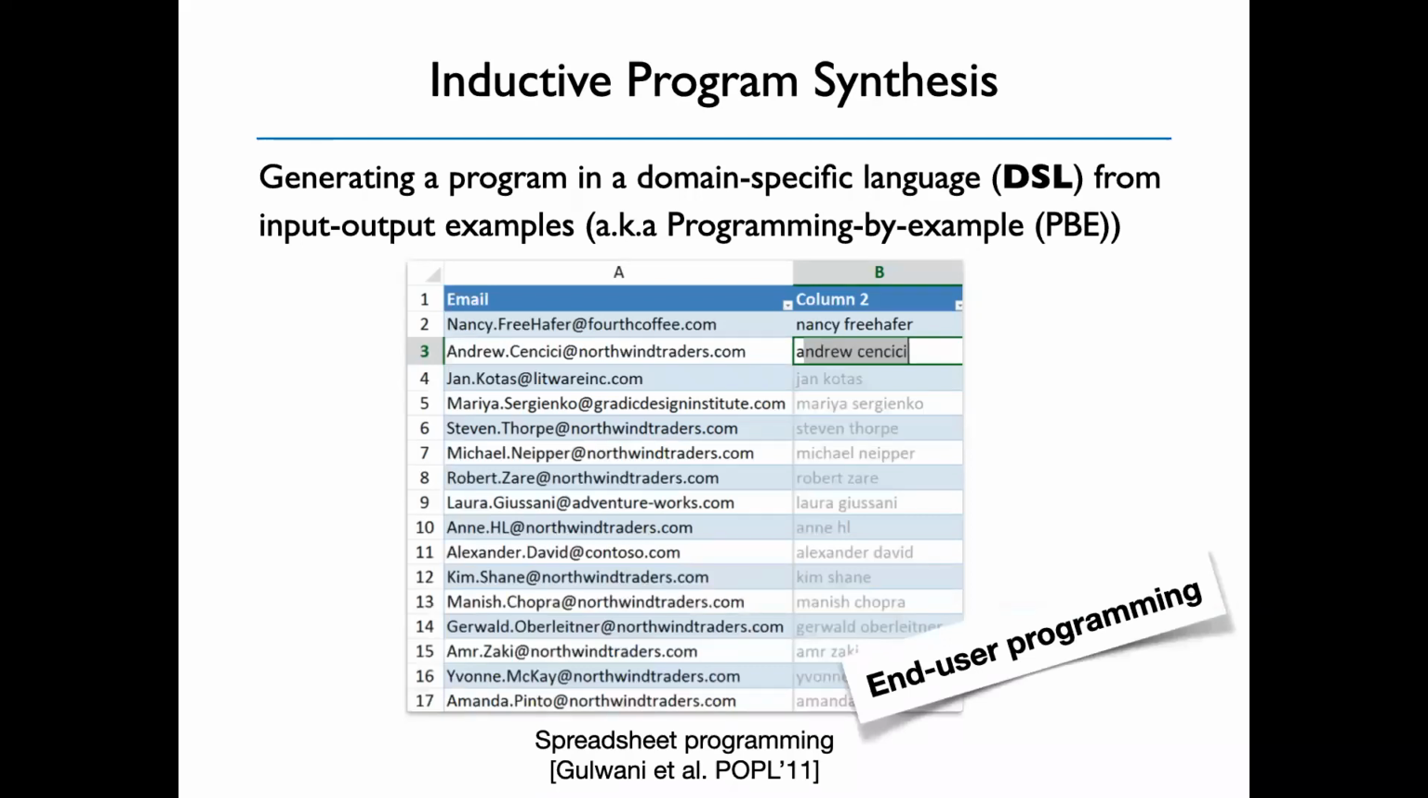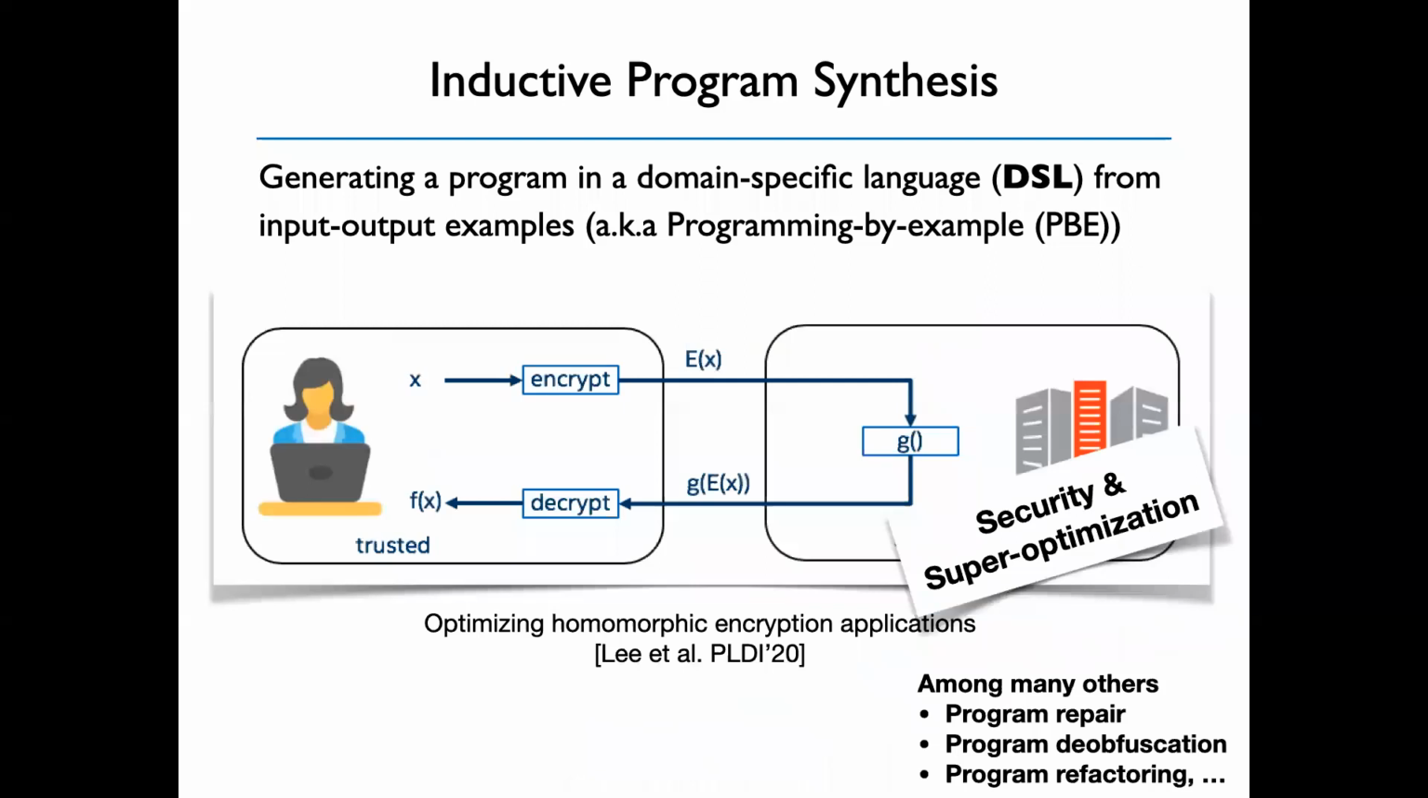Inductive program synthesis, also known as programming by example, aims at generating a program in a domain-specific language from input-output examples. Since input-output examples are readily available and appealing to end users, this technology has gained increasing academic and industrial attention. The Flash Fill feature of Microsoft Excel, which automates spreadsheet programming, is the most well-known example. This technology has been applied to not only end-user programming, but also a wide range of problems such as super-optimization, program repair, among many others.